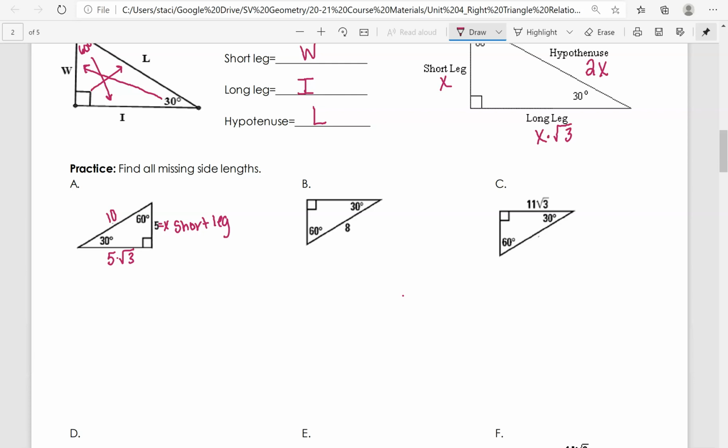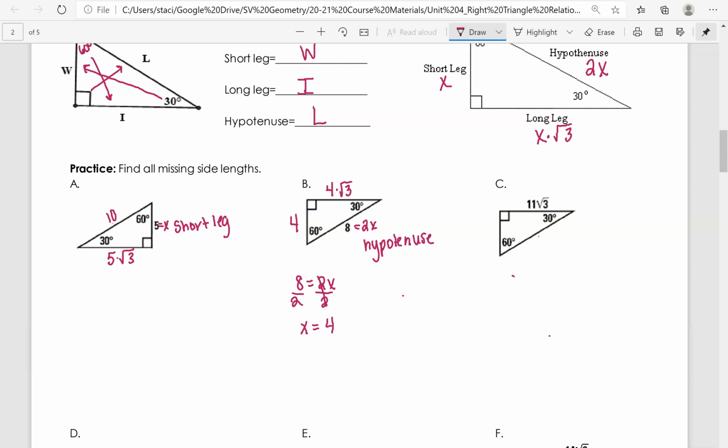In part B, I was given the hypotenuse, and I know the hypotenuse is equal to twice the short side. So there's my equation. And if I think about how to solve this equation for x, I would divide by 2. And I get x equals 4. So that means my short side is 4. So then my longer leg has to be the short leg, which is 4, times root 3. Now, do I expect you guys to set up and solve an equation as simple as this one? No, you can do it mentally in your head, and that's fine.